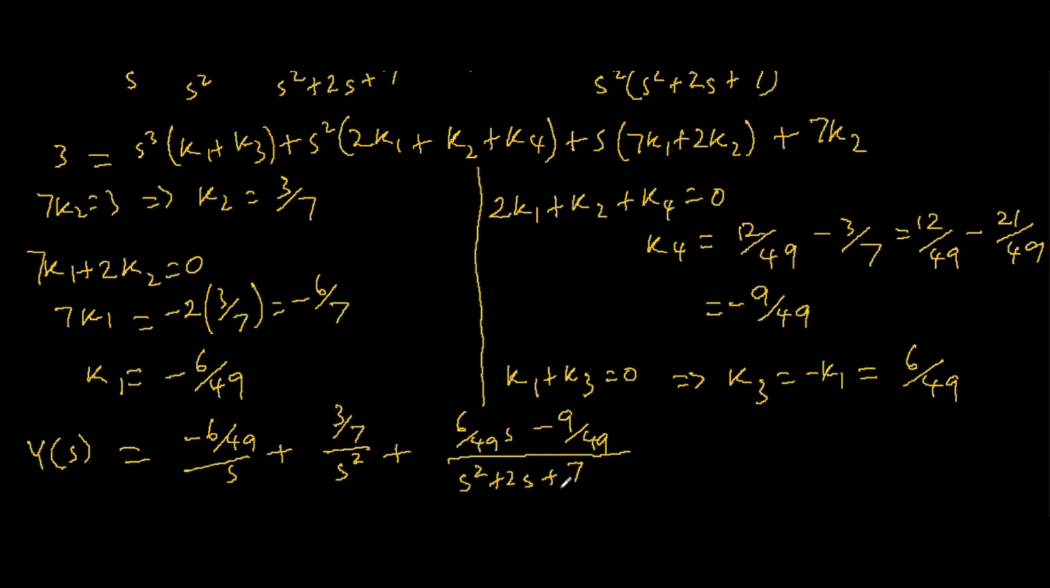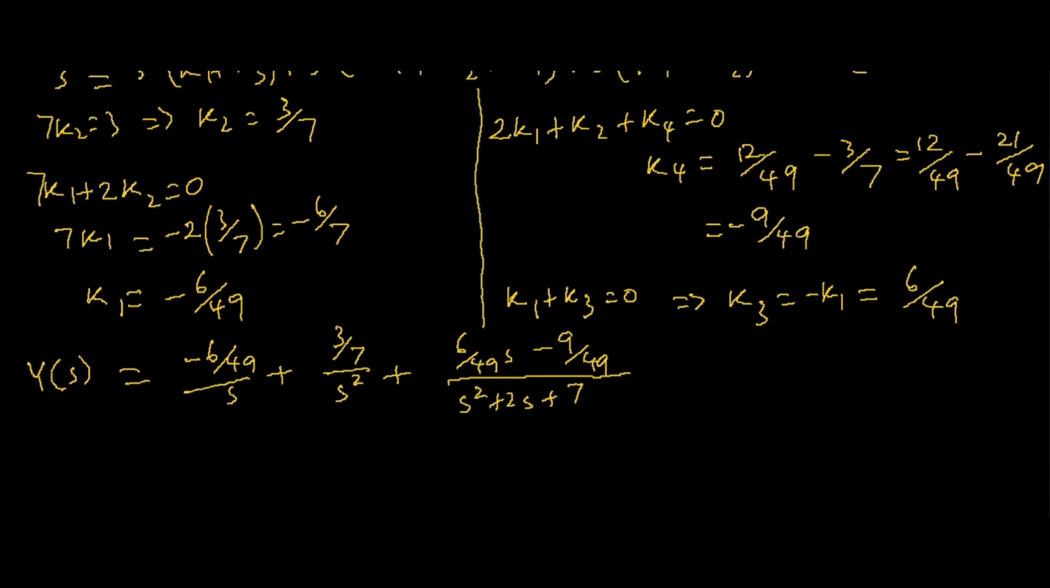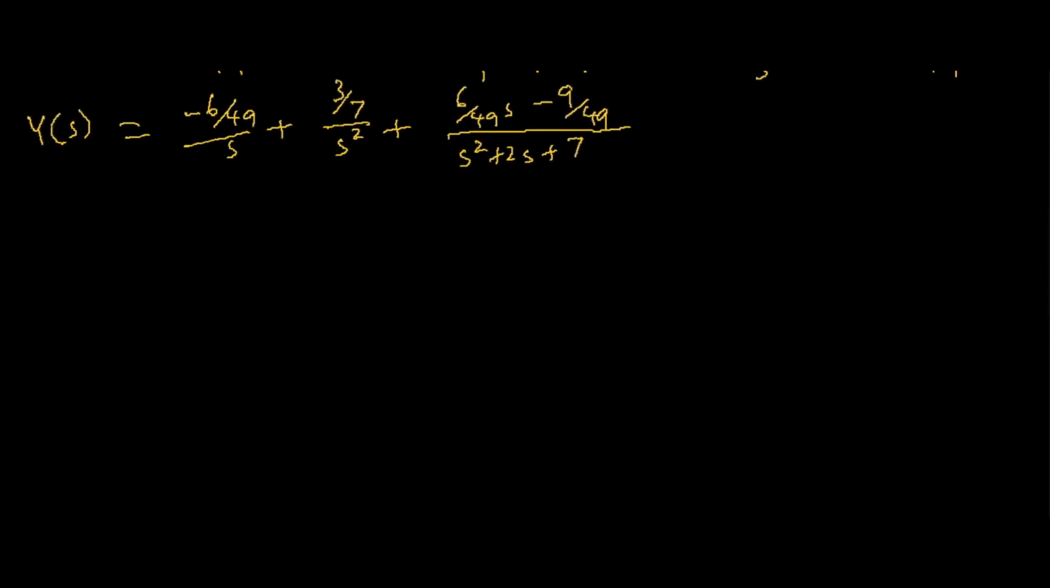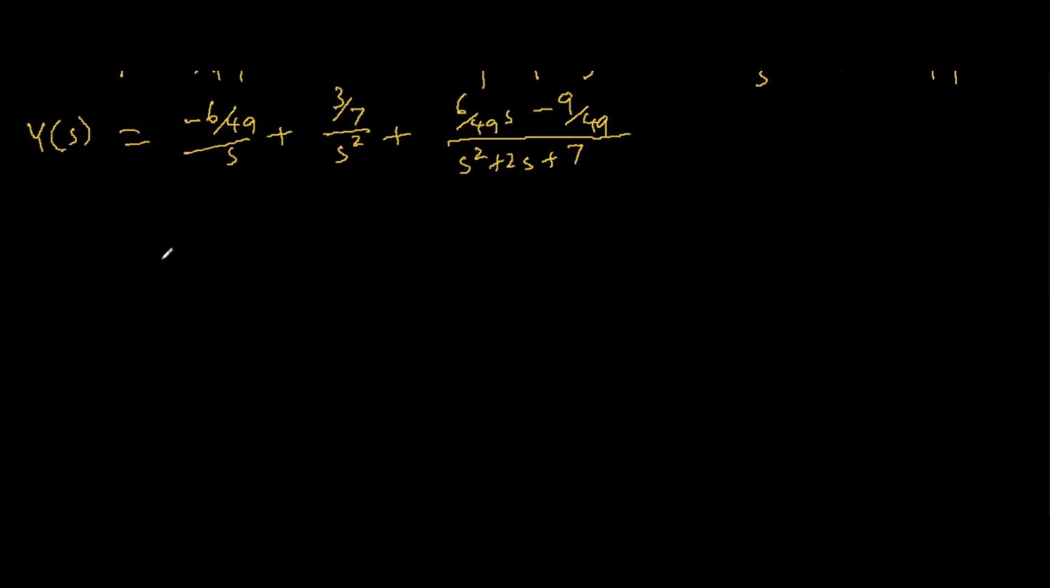Okay, so now we have our expression and we want to find the inverse Laplace transform of this. This we can easily work with. Well, maybe not easily, but we can work with this. So we have y of t, that's the inverse Laplace transform, is equal to, I'll start this out, I won't do the full solution of this, okay? So that's minus 6 over 49 u of t plus 3 over 7. This is a ramp, so 3 over 7 t u of t plus this expression over here.